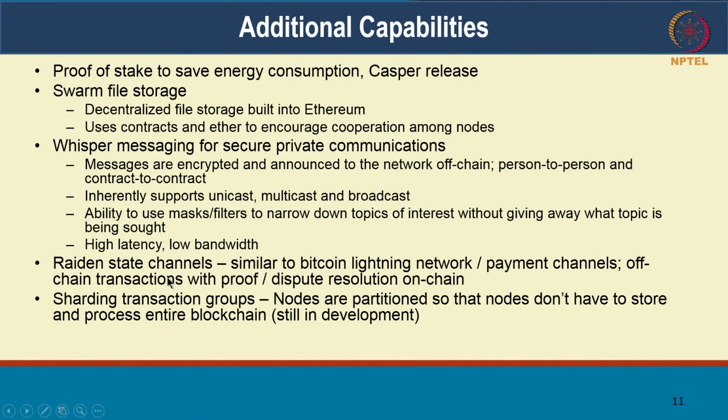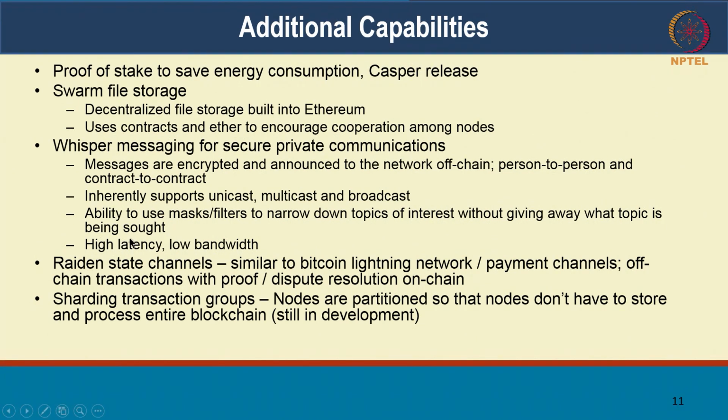So Whisper has been integrated into the Ethereum protocol. But because of all the encryption and messaging complexity, it does have high latency and low bandwidth. So that's important to consider. It's also possible to use masks and filters to narrow down the topics of interest. Each of these messages, you can put into topics, and you can filter these messages based on topics that you are interested in. And for any particular user or client, you won't be giving away what topics you are interested in, what topics you are seeking to find out. Right? So that's on the secure messaging front.